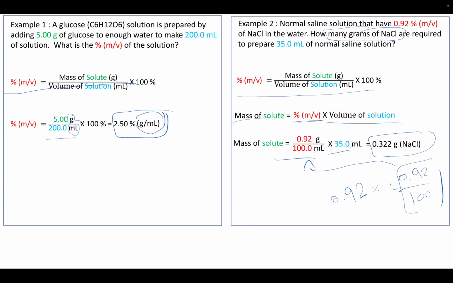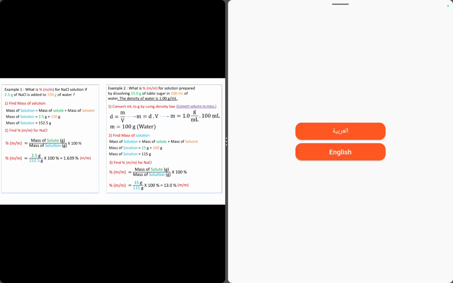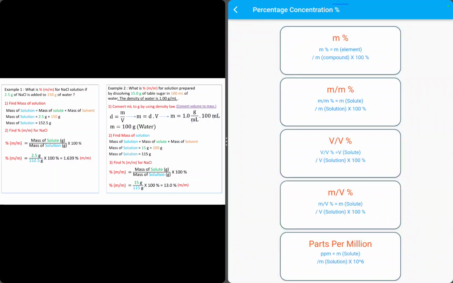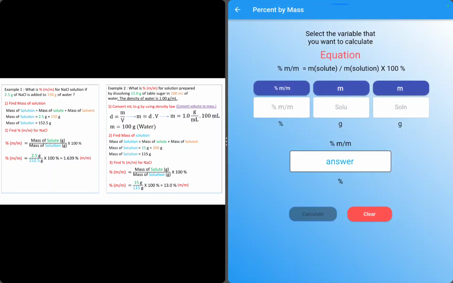Now we use the Chem Calculator app to solve these examples for concentration of solution or percentage concentration laws. So we open the program, English language, start, and we select the fourth button, which is percentage concentration. Here we have the first or the second button, which is mass over mass percent. So now we want to find mass over mass percent, so click on the M over M.